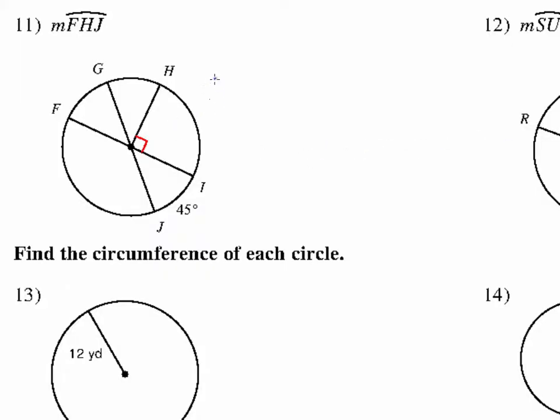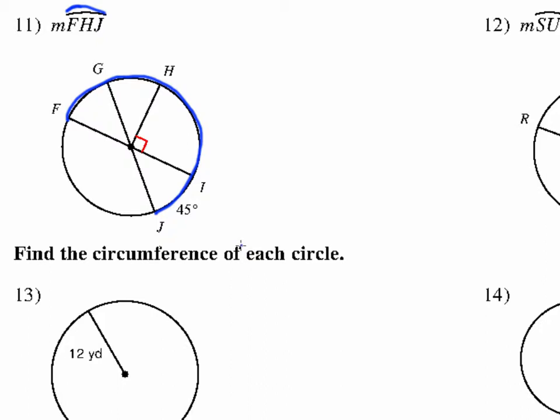Okay, so let's keep going now. So this time, for number 11, we don't want to find the angle. We want to find this arc, right? This is an arc, FHJ. So we start at F, trace it along, FHJ. Okay, what is that going to be?